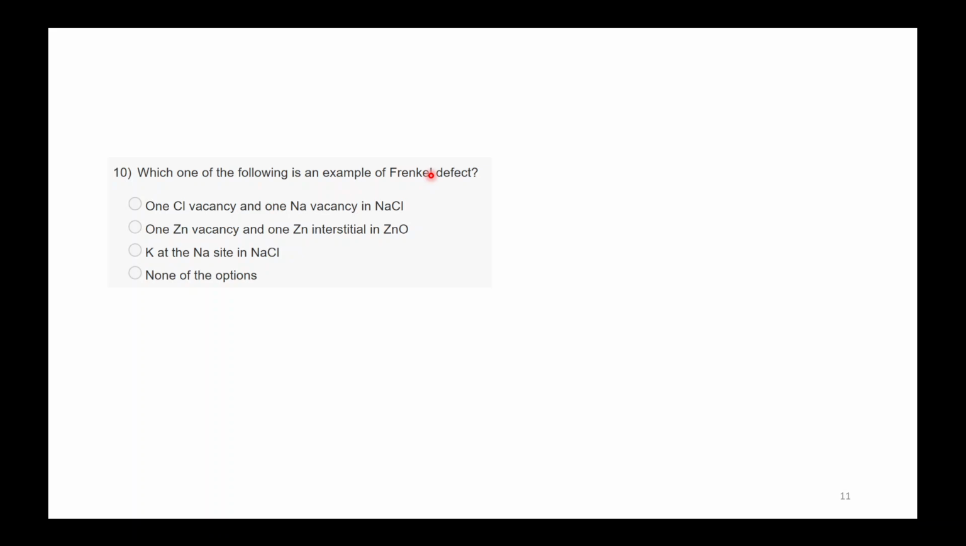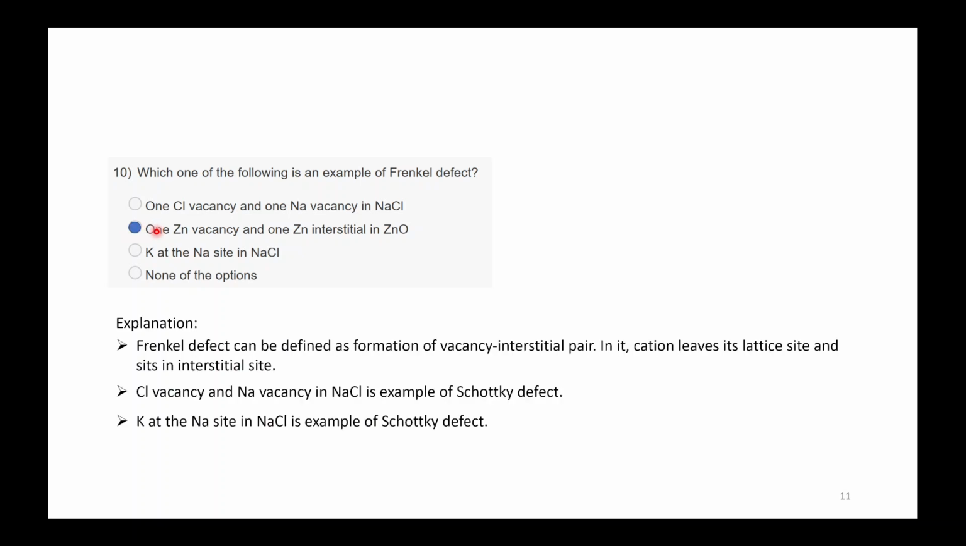So in case of Frenkel defect, we know that there will be an interstitial and vacancy pair. So answer B should be correct. Now Frenkel defect can be defined as formation of vacancy interstitial pair. In it, the cation leaves its lattice site and sits in an interstitial site.